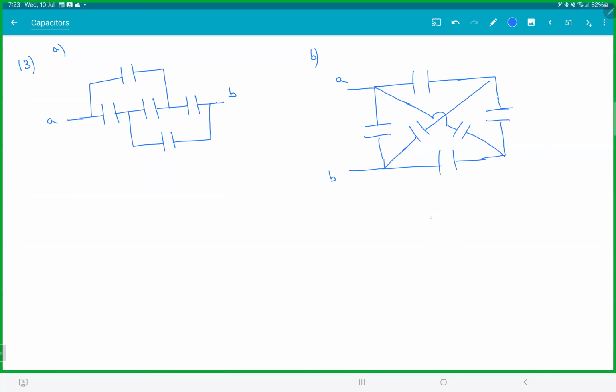In the middle, the wire is jumping over it. They're not crossing each other. All capacitances are C. Find CAB in both the cases.